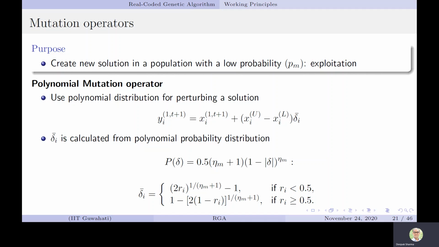In SBX, the random number was represented by ui, lying between 0 and 1. In polynomial mutation, the random number is represented by Ri. It is lying between 0 and 1. So if the random number is smaller than 0.5, we are going to use the first equation. If Ri is greater than 0.5, we are going to use the second equation.